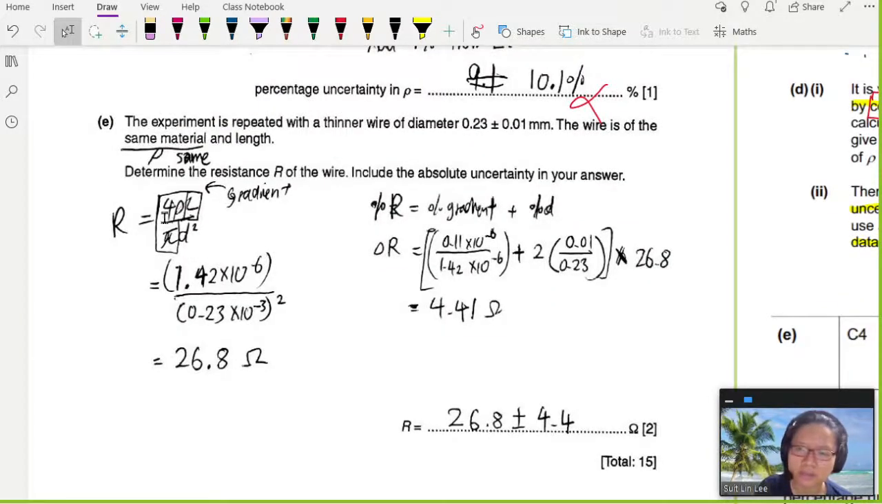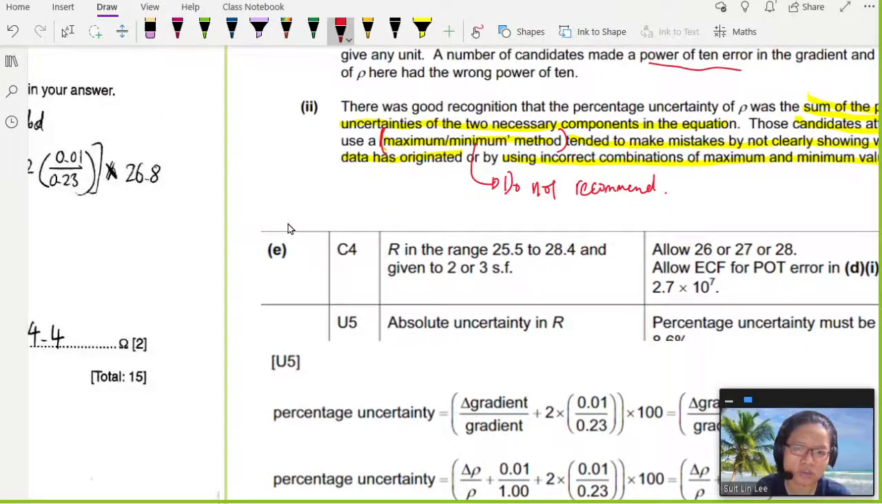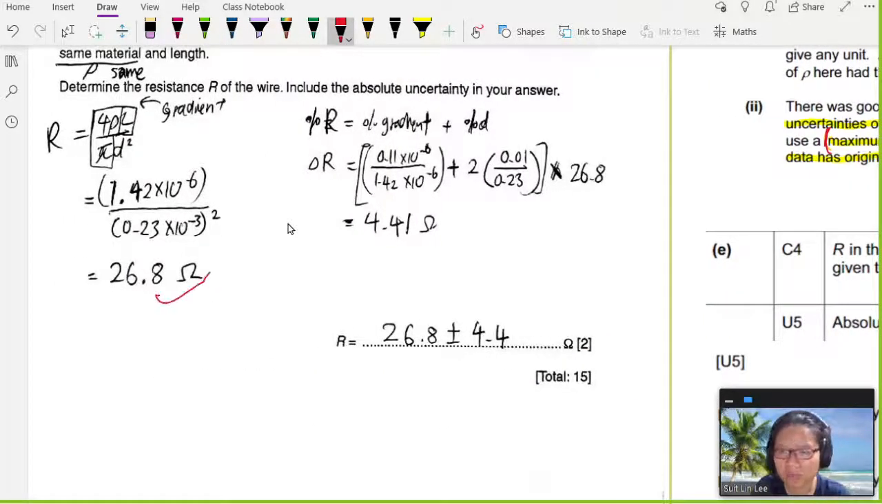Okay, final part. In this part you find the value of R. Again, the calculation is clearly shown. R has to be in the range of 25.5 to 28.4. Okay, this one is 1 mark.